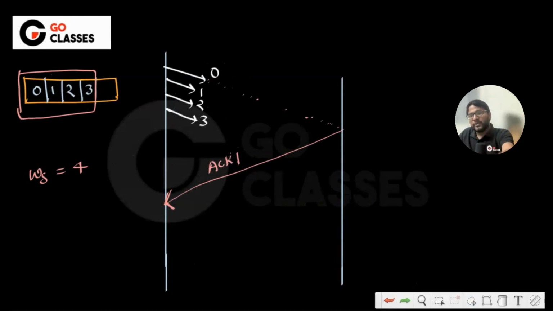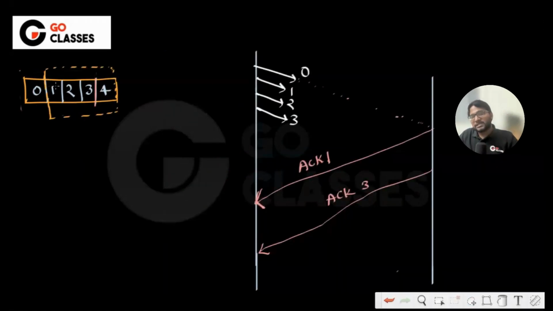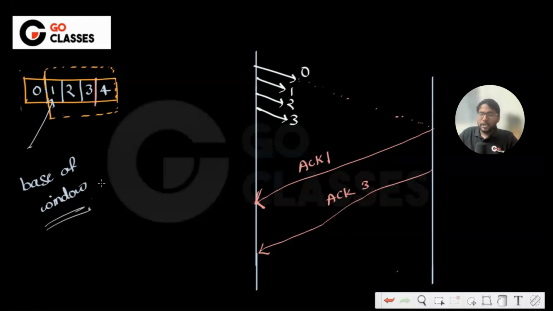I mean ACK 1. So now I will be shifting my window such that I have what is called the base of window. Head or base, whatever you want to call it, base of window. So at the base, what do I have? If I'm getting ACK 1, then I will have 1 at the base. Now, if I'm having ACK 3, can you tell me what the base will be?